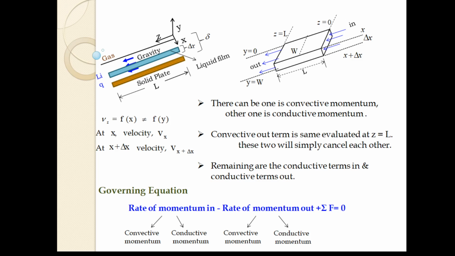Now we have to see what body forces and pressure forces are acting on that control volume. We assume that our fluid is incompressible and at steady state, and the velocity in the z direction is only a function of x, not of y. So at x the velocity will be vx, and at x plus del x the velocity will be vx at x plus del x. These are the steps by which we can get all those parameters.